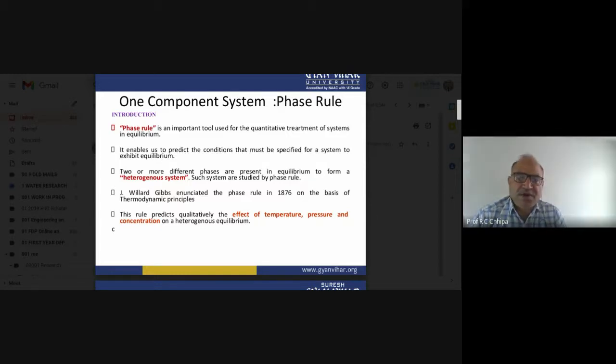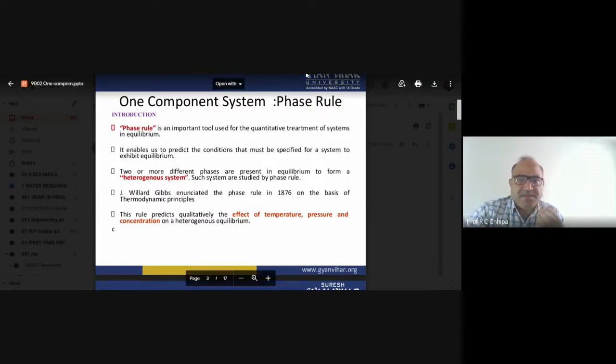Therefore we get the boiling point. It enables us to predict the conditions that must be specified for a system to exhibit equilibrium. Two or more different phases present in equilibrium form a heterogeneous system. Such systems are studied by the phase rule. So that is the heterogeneous system.